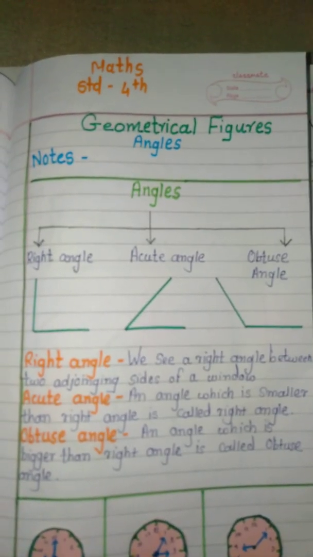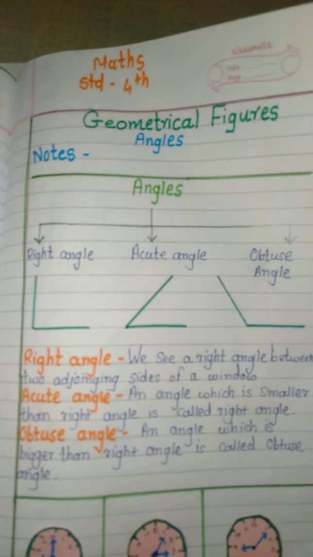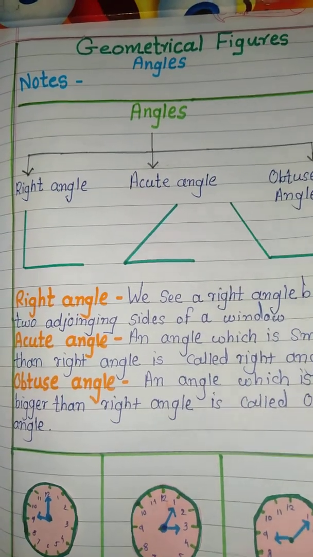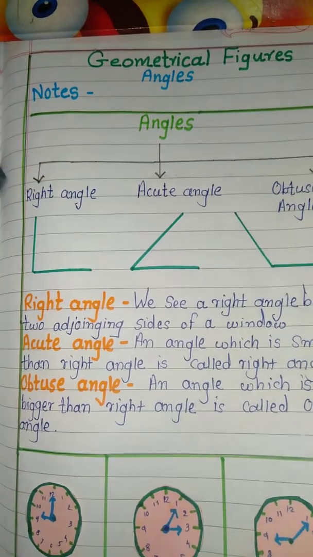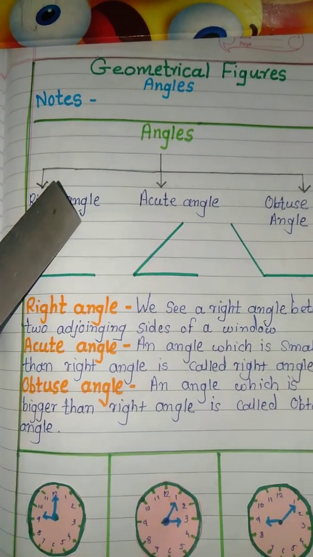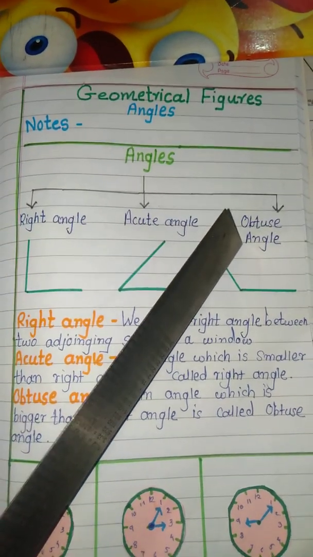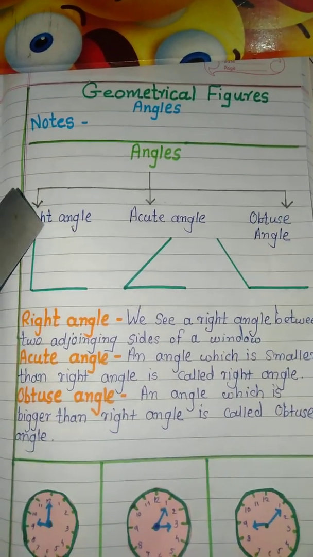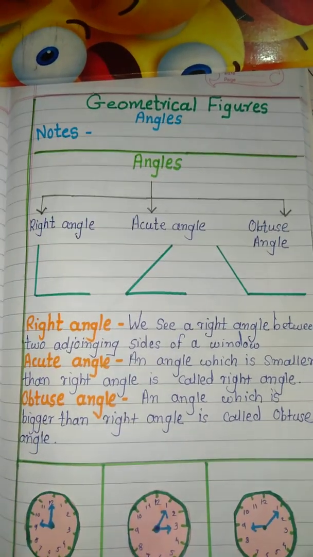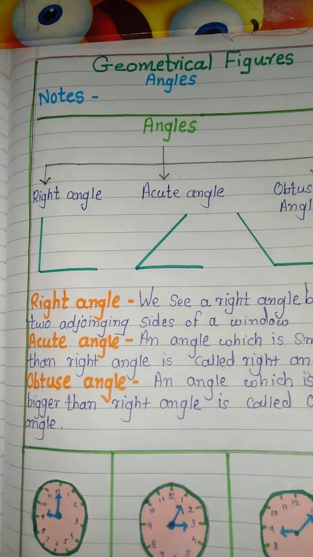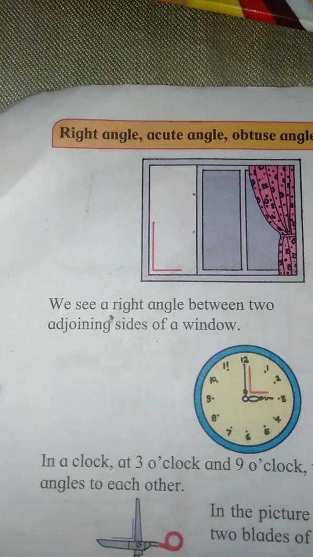Now I am going to teach you the types of angles. There are three types of angles. First one is right angle, second one is acute angle, and third one is obtuse angle. Okay, now I am going to teach you the first angle, the right angle.